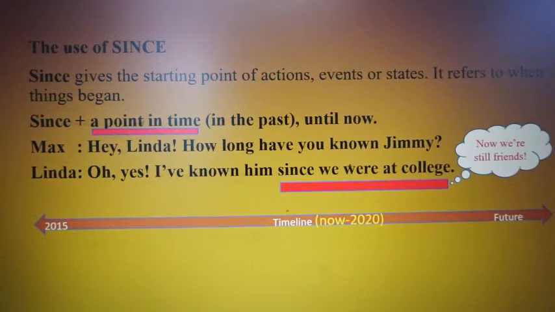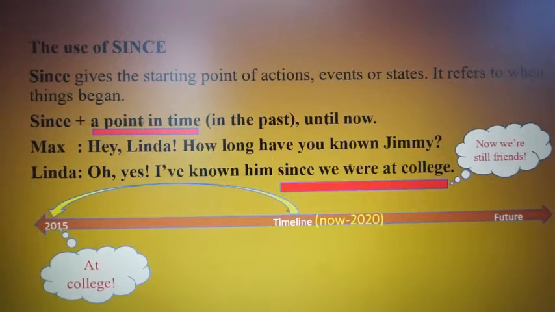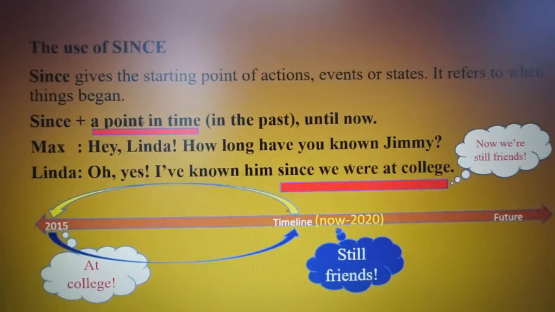Take a look at the timeline. The timeline in 2015. In 2015 is the time that we were at college, and right now it's not 2015, it is 2020. So 2015 is the time that we began to know each other when we were at college, and right now we are still friends, and in the future we will still be friends.